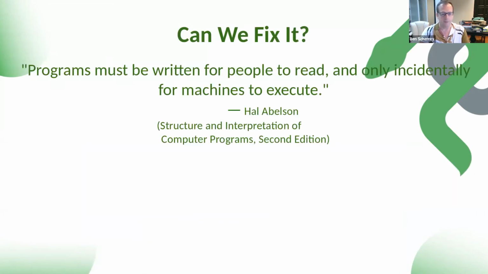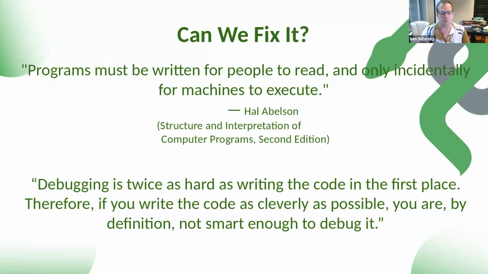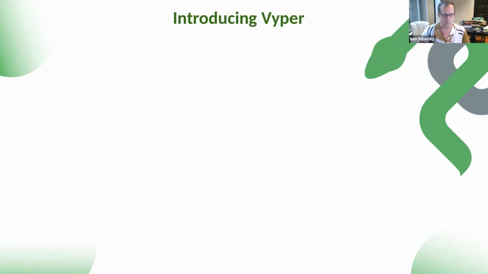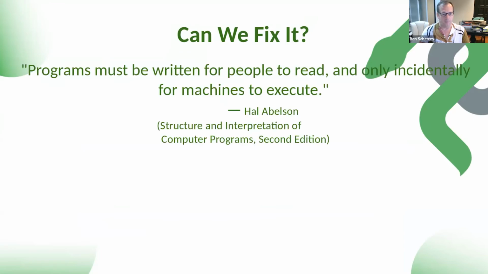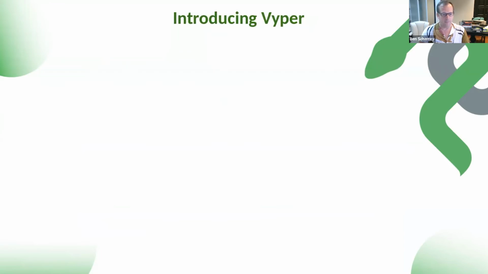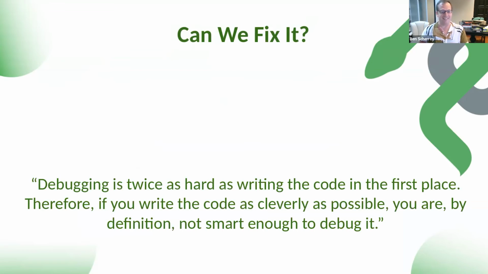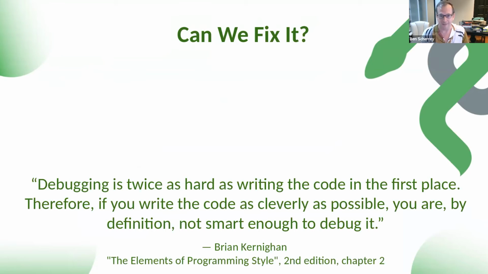How do we fix this, right? Programs must be written for people to read and only incidentally for machines to execute. Whoops, went too far. And then my favorite quote, debugging. Debugging is twice as hard as writing the code in the first place. Everyone should memorize this. Therefore, if you write code that's as clever as you can possibly write it, you are by definition not competent enough to debug it. As Brian Kernighan said that. We need to really lock this in. We have to control complexity. We have to keep things simple.